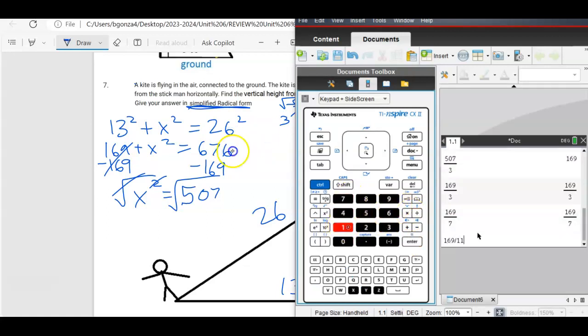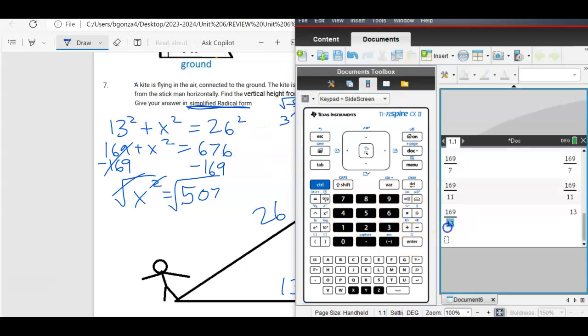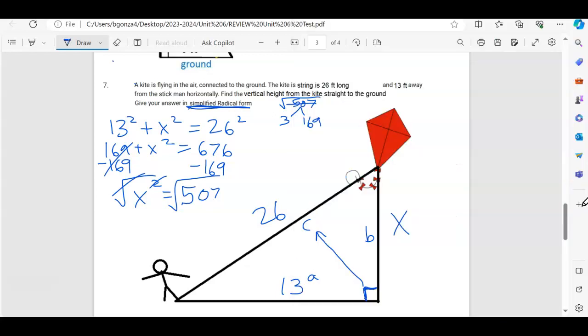What about 11? No. What about 13? 13 times 13 is 169. It's a square number, so now 13s are prime, so now I can actually write the answer. I got one pair of 13, one loner 3, so my answer is 13 square root of 3. Cool. So you got to do the factor tree to get the simple radical form.